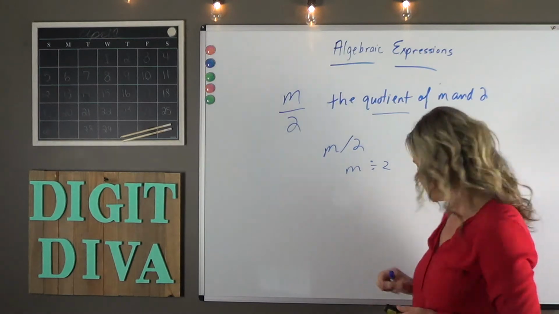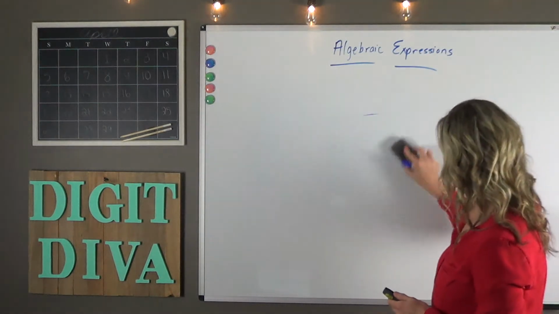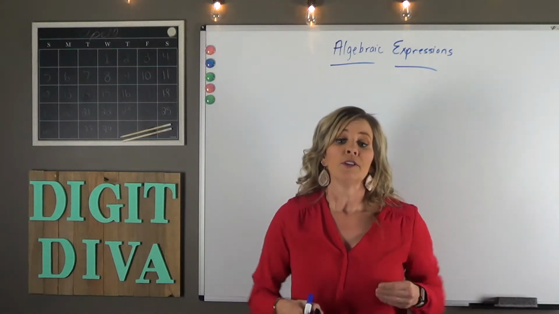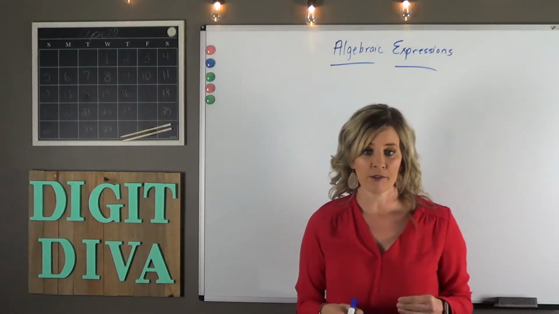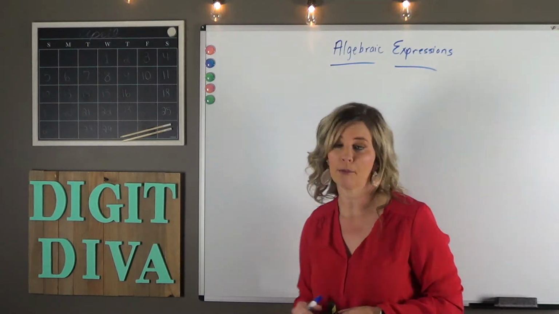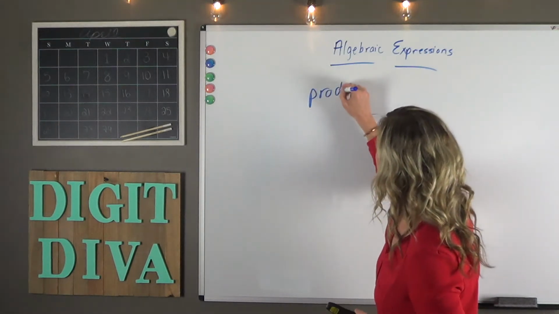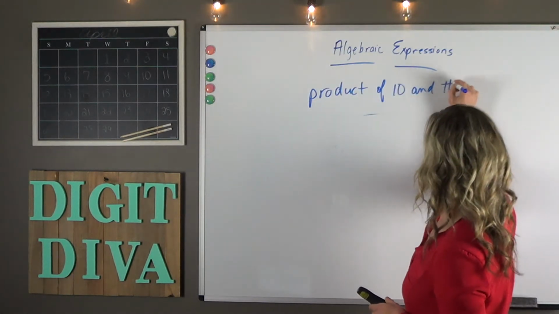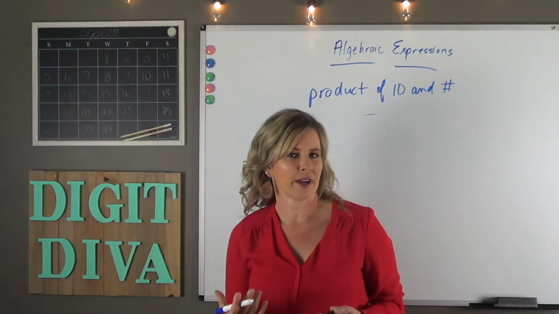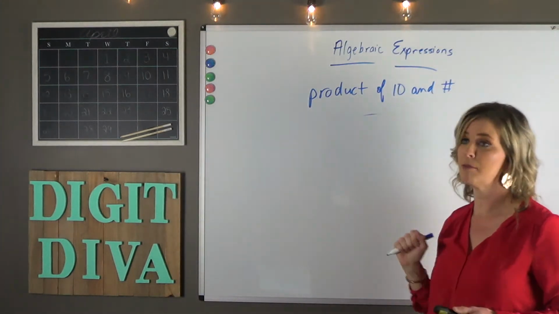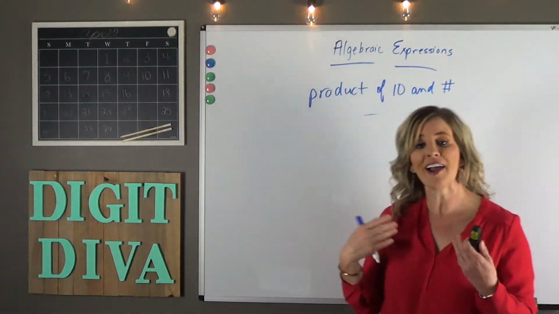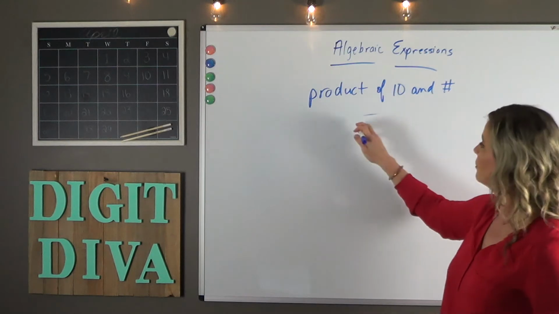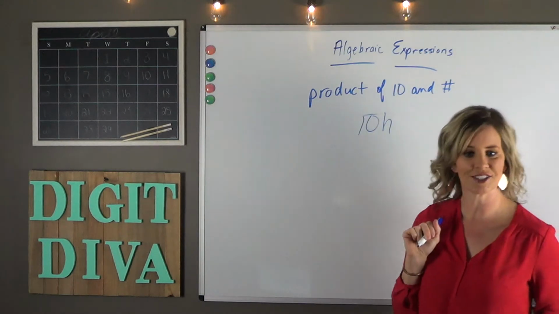All right, so let's try another one. What if I would ask you to write the algebraic expression of the product of 10 and a number, okay? Product means to multiply. So the product of 10 and a number. So I know I'm going to be multiplying, but I do not have a variable in my verbal expression. So I have to choose one, and I'll just choose the letter H. So the product of 10 and a number. So 10 times H, okay?